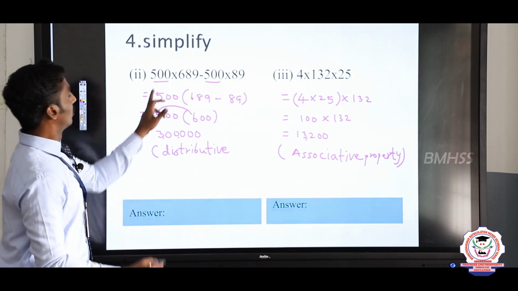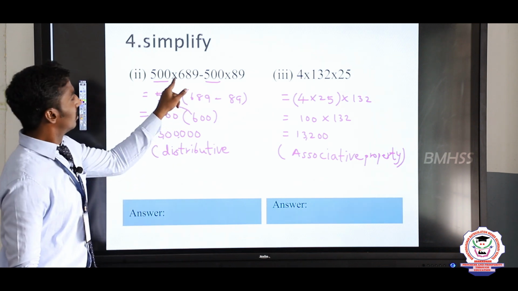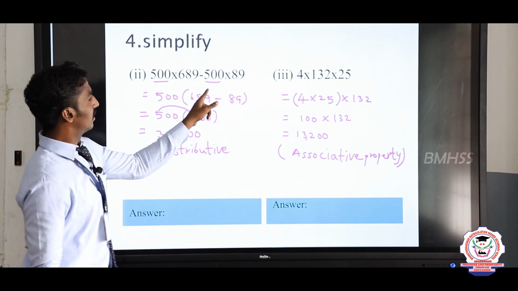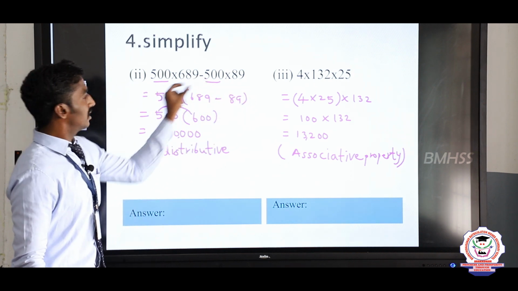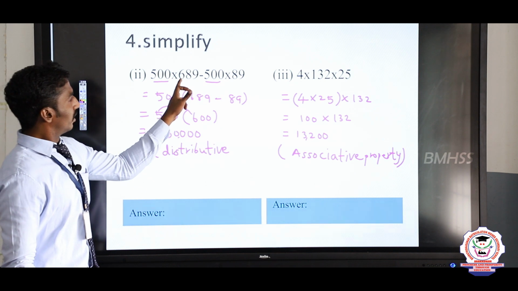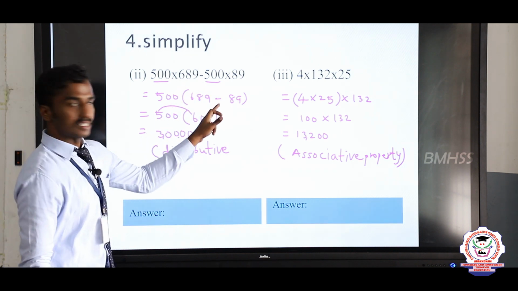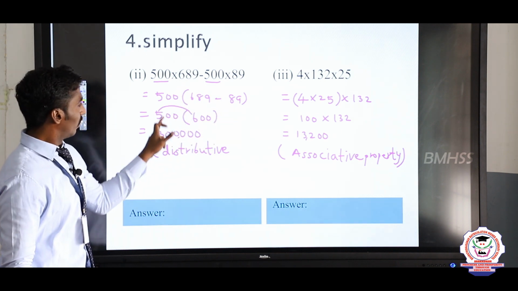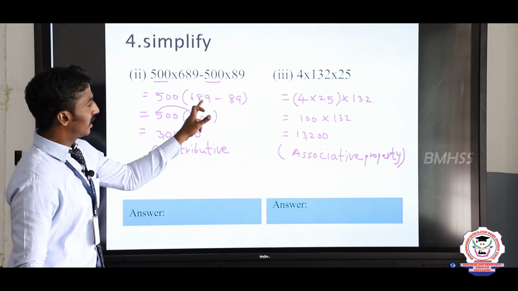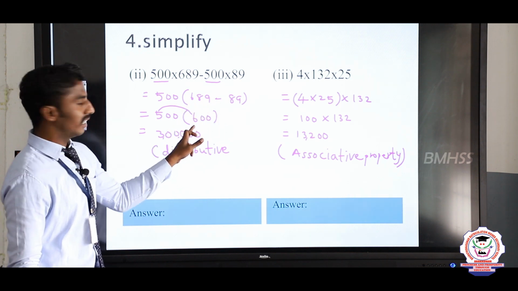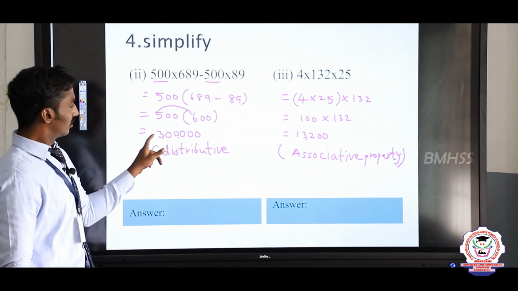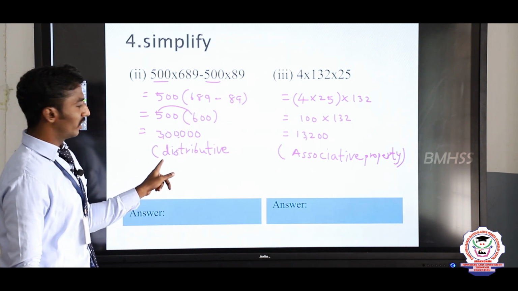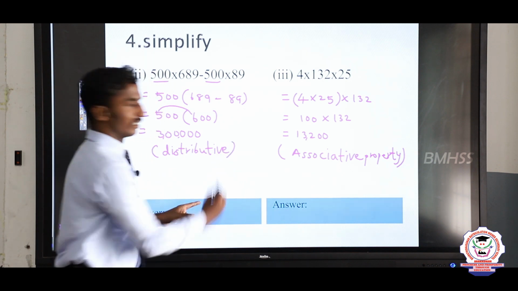Listen one more time. 500 into 689 minus 500 into 89. Here the common number is 500. Take out, remaining 689 minus 89. 500 into 600. 5 6s are 30. So the answer is 3 lakhs. This property name is distributive property.